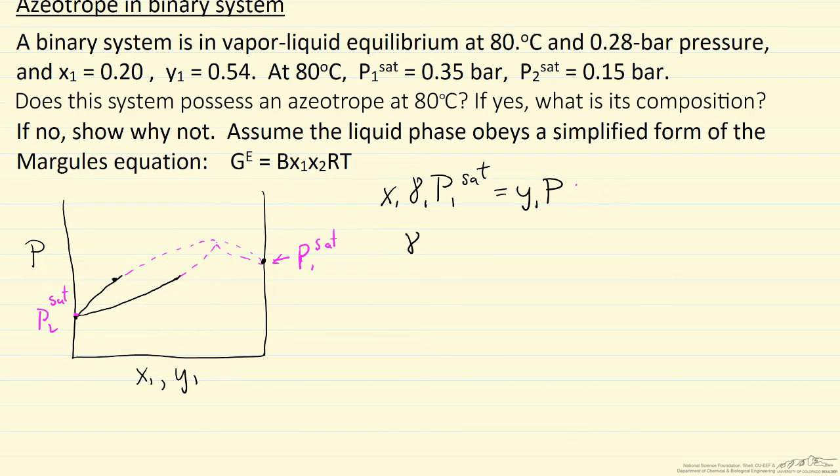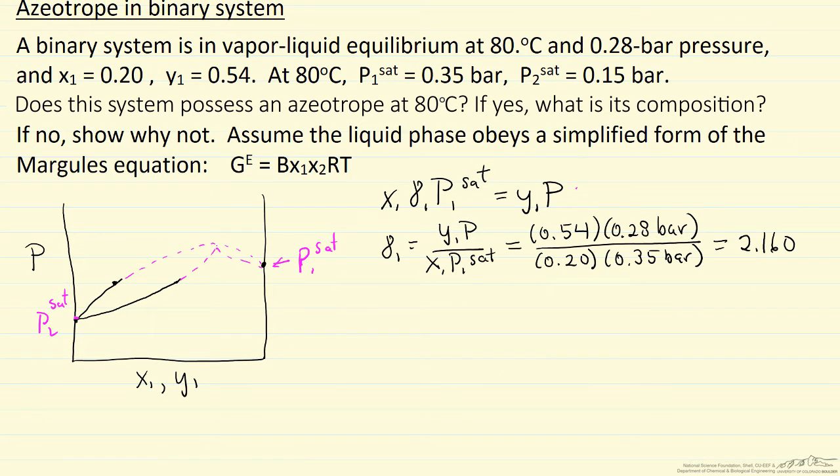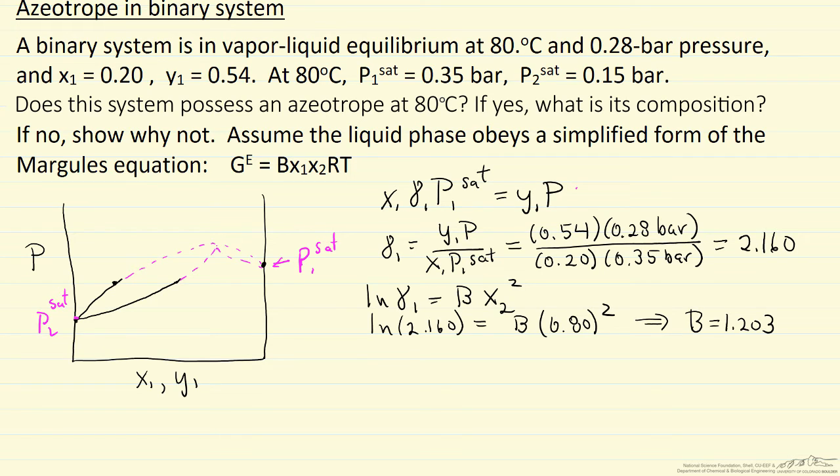I can calculate gamma 1. So let me pause. This shows the value of gamma 1. For the one-parameter model, the log of gamma 1 is related to the mole fraction of component 2 and the parameter b. And that means now I can calculate b by making this substitution. And when I make this substitution and calculate the log, I can solve for b. And so this is the b I'm going to use at the other condition. And that condition is where we have an azeotrope.